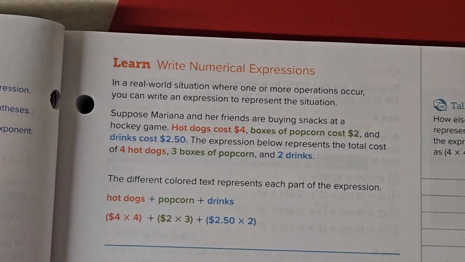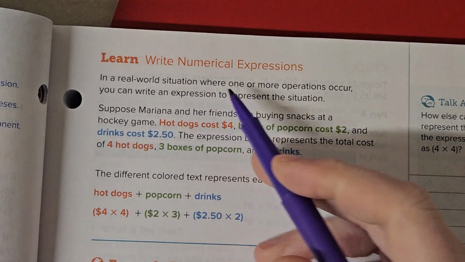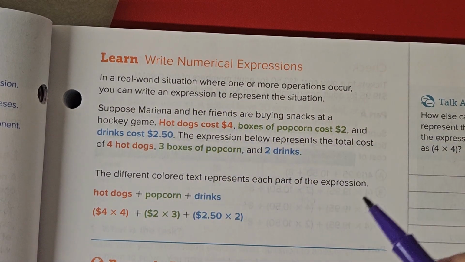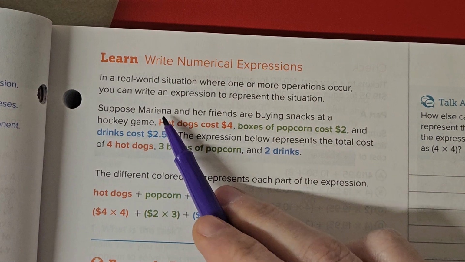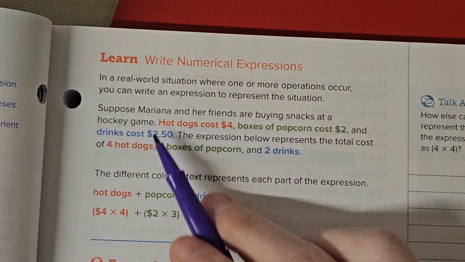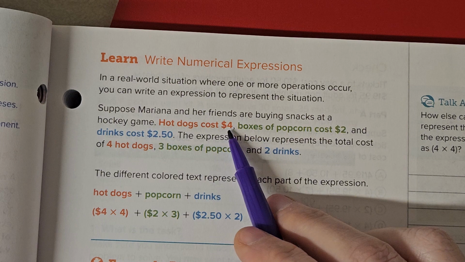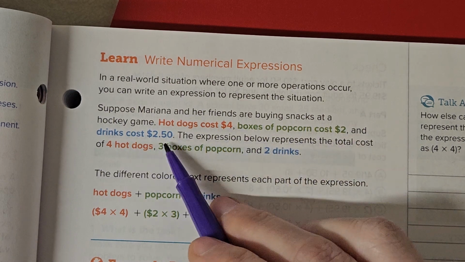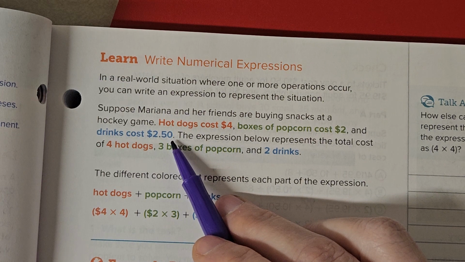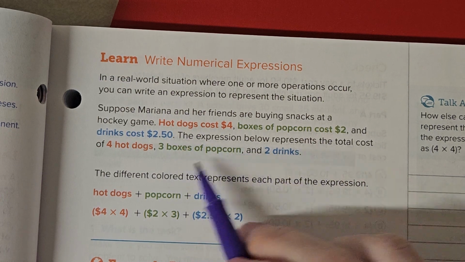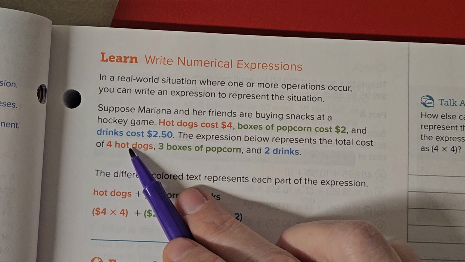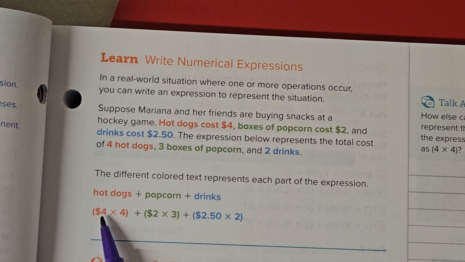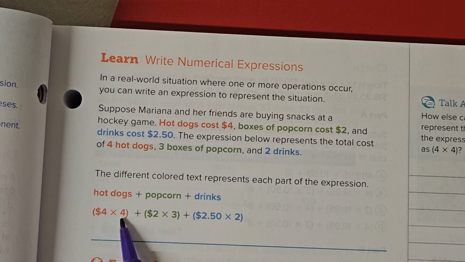Okay, let's talk about now writing numerical expressions based on information we're given in English, and we'll turn it into Mathlish. So we have Mariana and her friends are buying snacks at the hockey game. Hot dogs cost $4 each, boxes of popcorn cost $2 each, and drinks cost $2.50. We want to find out the total cost if they buy 4 hot dogs, 3 boxes of popcorn, and 2 drinks.